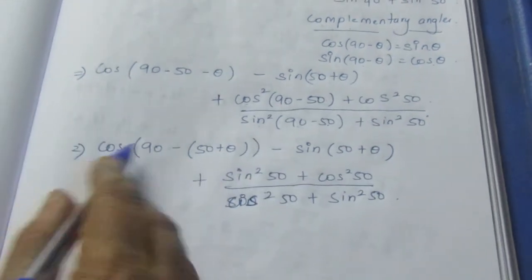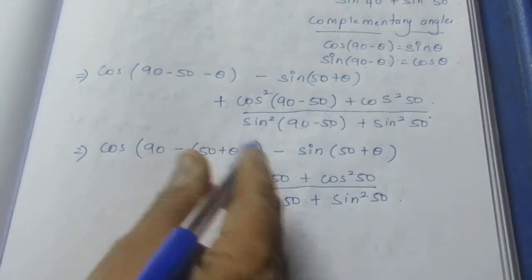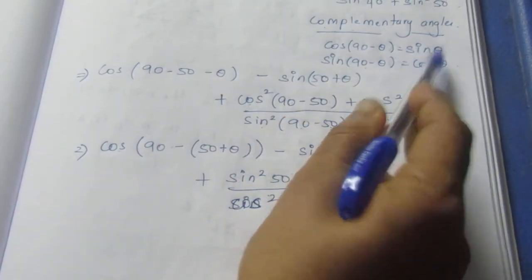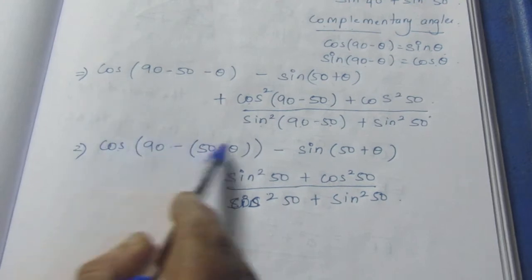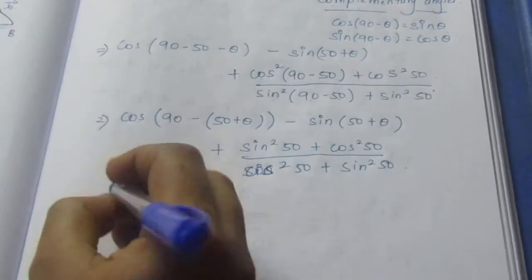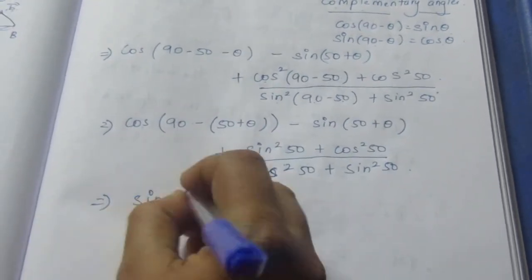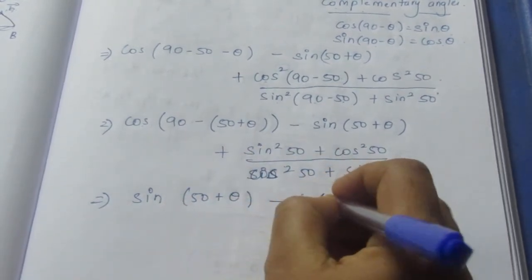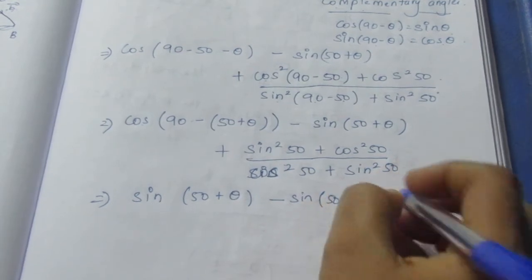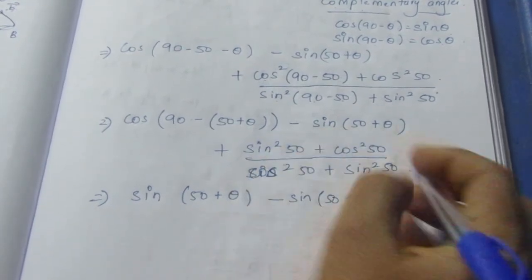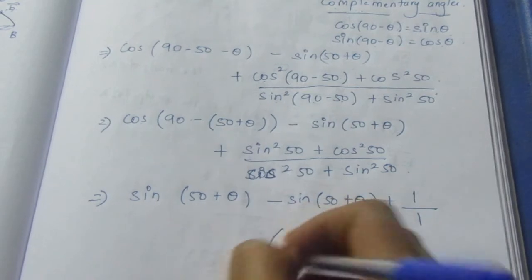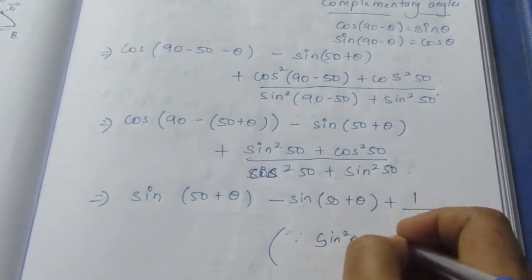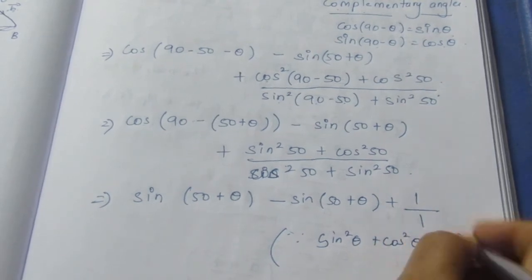Now here cos 90 minus this, we need to take this whole thing to be a theta. So cos 90 minus theta is sin theta. So I can write this to be sin, instead of theta, the whole thing. So this becomes sin 50 plus theta minus sin 50 plus theta plus, I can take this to be 1 by 1, because I know the formula sin square theta plus cos square theta equal to 1.